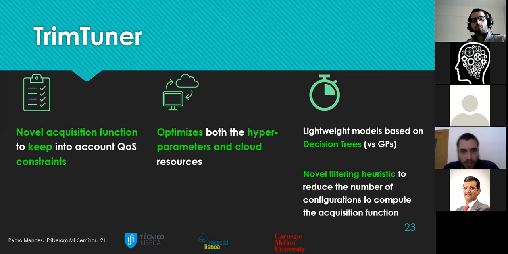So TrimTuner is able to recommend optimal configurations, and in order to reduce the training and the recommendation times, it uses a lightweight model based on an ensemble of decision trees instead of Gaussian processes. And it also uses a novel filtering heuristic in order to reduce the number of configurations for which the acquisition function is computed.